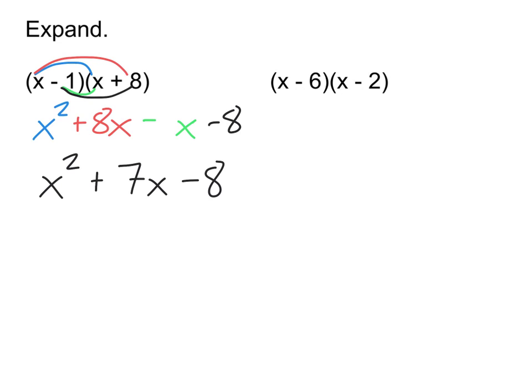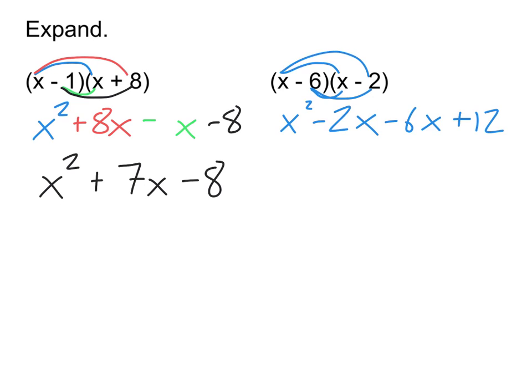So now on to the second problem. Our process is exactly the same. So x times x, x squared. x times the minus 2, minus 2x. Negative 6 times x, minus 6x. And negative 6 times negative 2, positive 12.